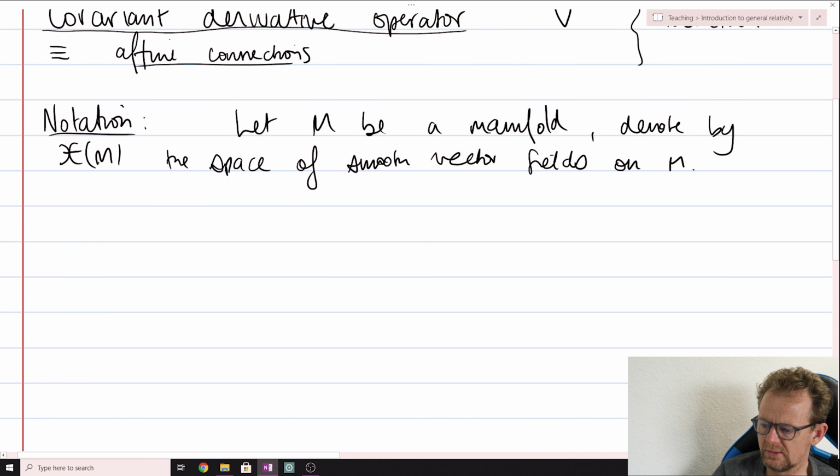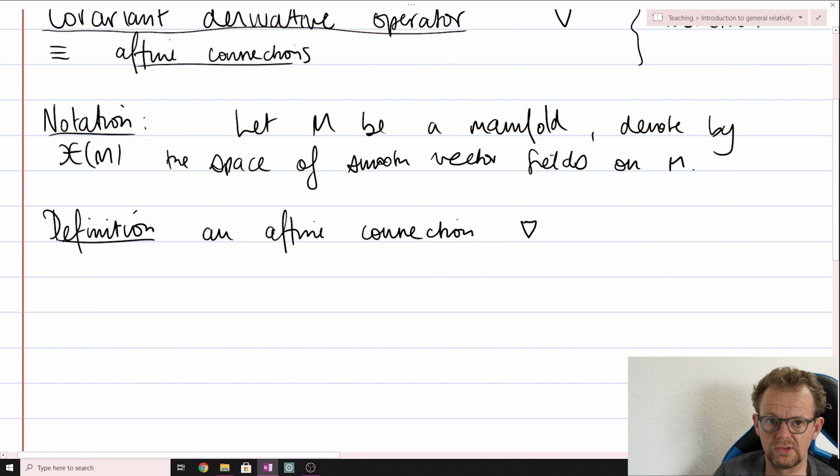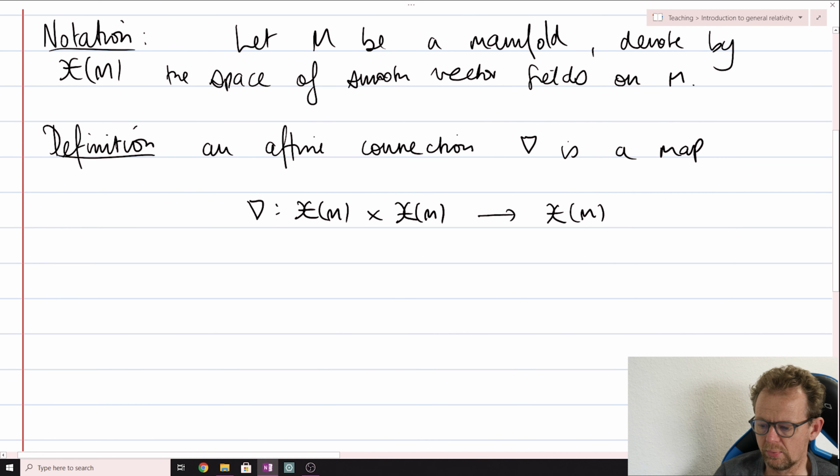Okay, with this notation in hand, I'm now going to tell you what an affine connection or a covariant derivative should do. What do we demand from it? Okay, here it is. We get the main definition now. An affine connection nabla is, well, first we're discussing a mathematical operator, so we should say what it acts on and what it produces. It is a map nabla going from smooth vector fields cross smooth vector fields. So it takes two smooth vector field entries and produces one smooth vector field output.